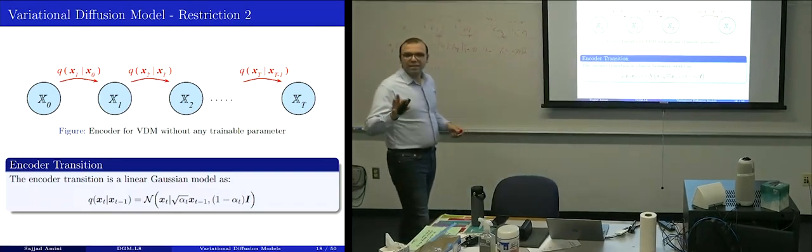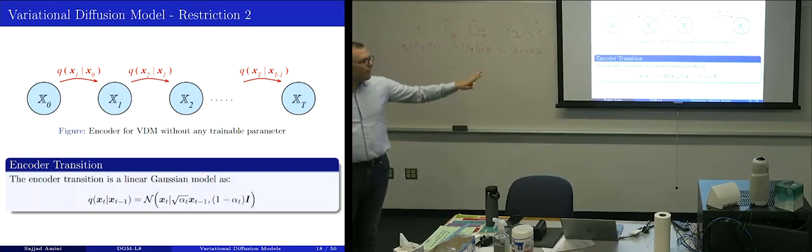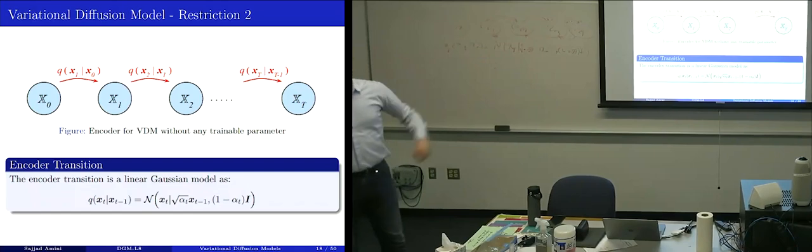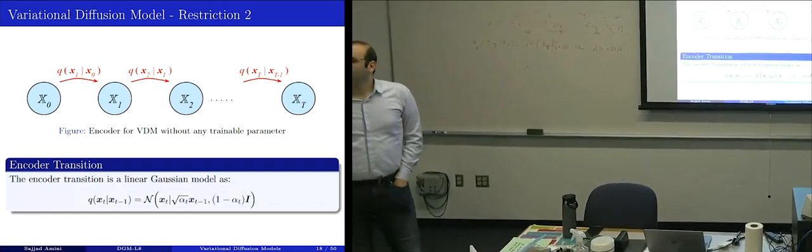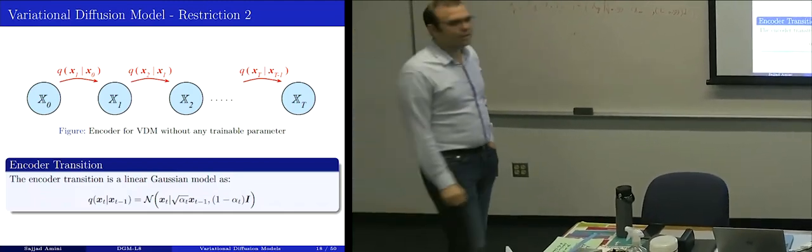Any question? Yes. I was under the impression that alpha T changes. Alpha T is a selectable parameter. It is not trainable. You select alpha T, you select it to be 0.99. Also, it's not a vector, it's just a scalar. Yeah, it's a scalar.